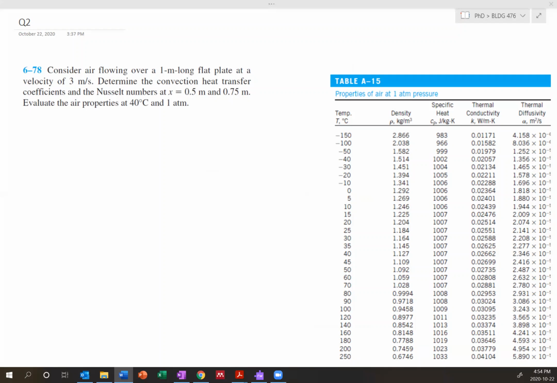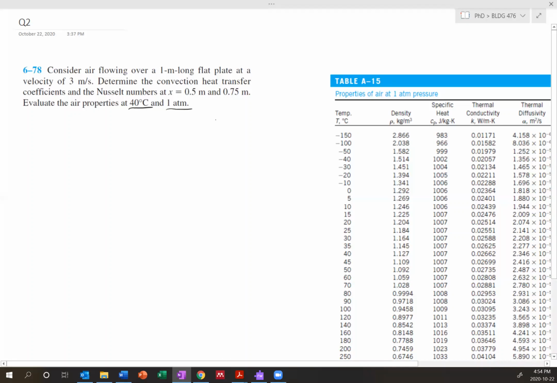We have a little bit of information about this plate. We know it's 1 meter long, 3 meters per second, and then we just want to determine the convection heat transfer coefficient and the Nusselt numbers at various lengths. And we want to evaluate the properties of air at 40 degrees Celsius and 1 atm.